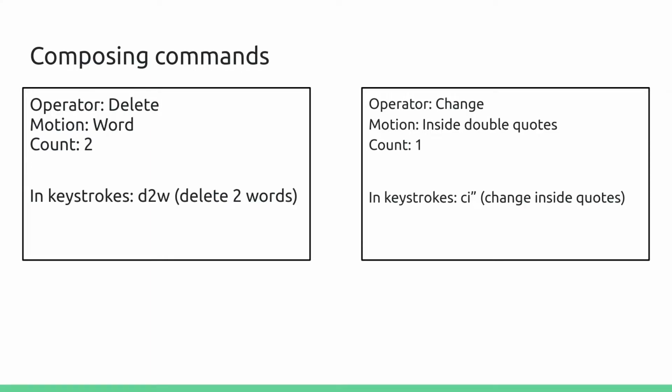Then you have another example, which is the change operator, which deletes whatever you have selected and then puts you into insert mode so that you can replace it. For example, you can change what is inside a pair of double quotes. Let's say that you have a sentence enclosed in a pair of double quotes. You can select that sentence with your cursor and then press CI quotes, and it will let you change the text inside of those quotes.